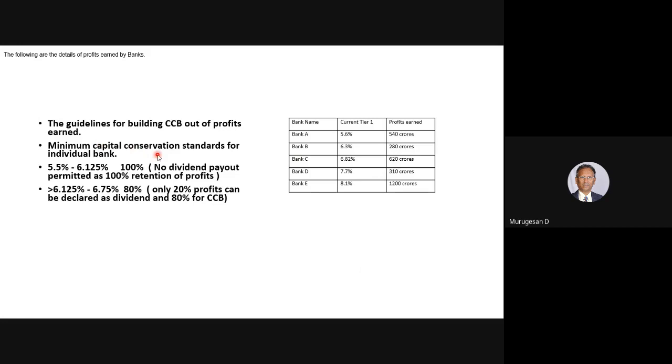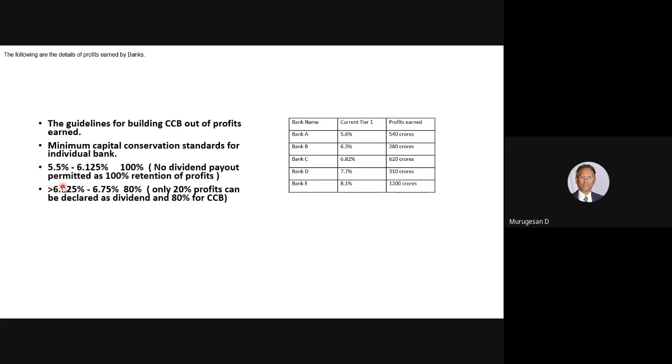The minimum capital conservation standard for an individual bank as per Basel III: if the tier 1 capital is between 5.5% and 6.125% of the total risk-weighted assets, whatever profit they are earning, the entire profit they have to add to their capital, because the capital is too low. This is the guideline. 100%, no dividend they can pay. What is the dividend? The bank is earning profit. They can give some as dividend, and some they may retain as retained profits, which will add to the capital. But the Basel III guideline is very strict. If the capital is too low, 5.5 to 6.125, the entire profit is to be retained, no dividend payout.